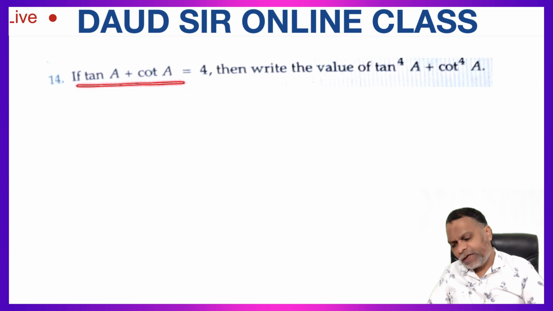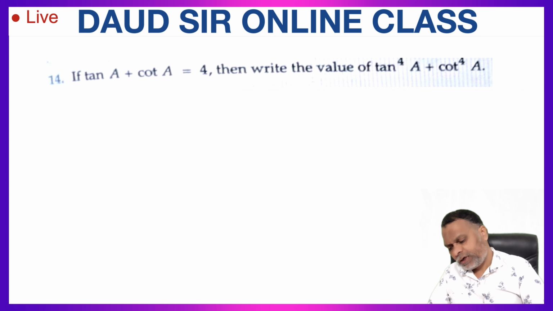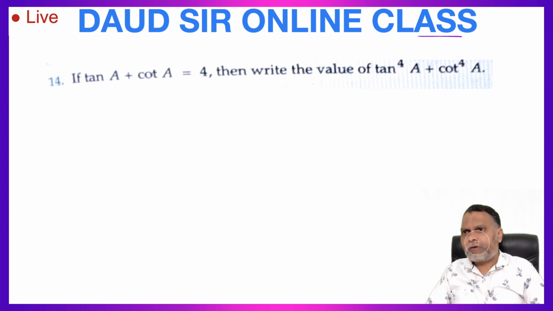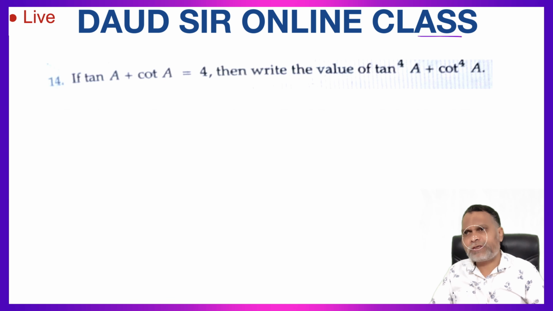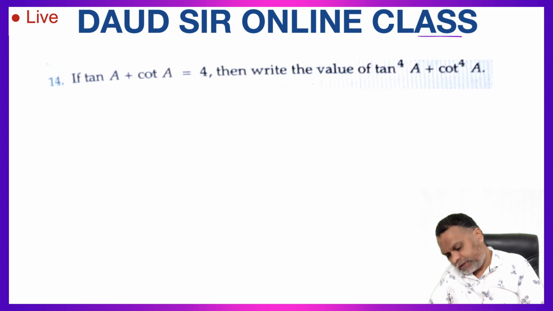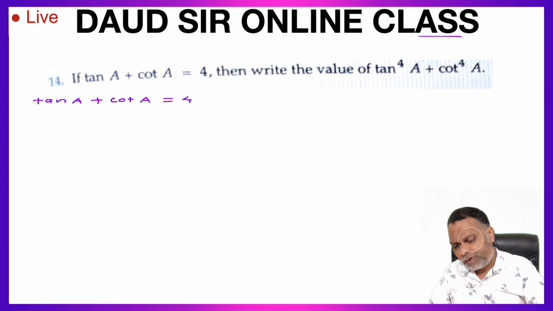Question number 14. If tan A plus cot A is equal to 4, then write the value of tan raised to 4A plus cot raised to 4A. So the given condition is tan A plus cot A is equal to 4. We require the value of tan raised to 4A plus cot raised to 4A.